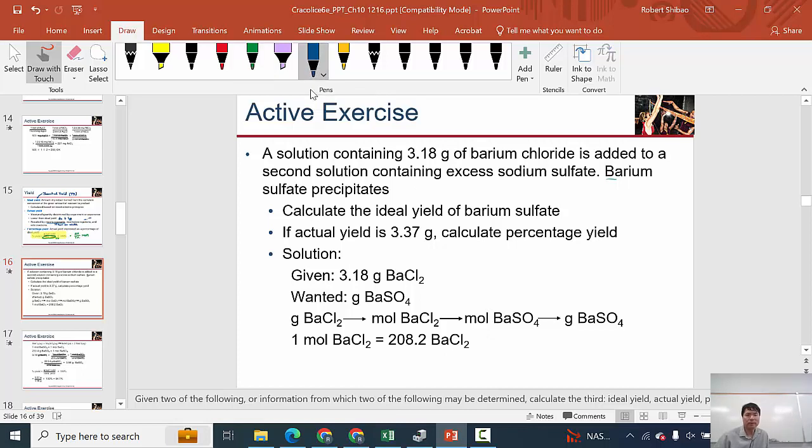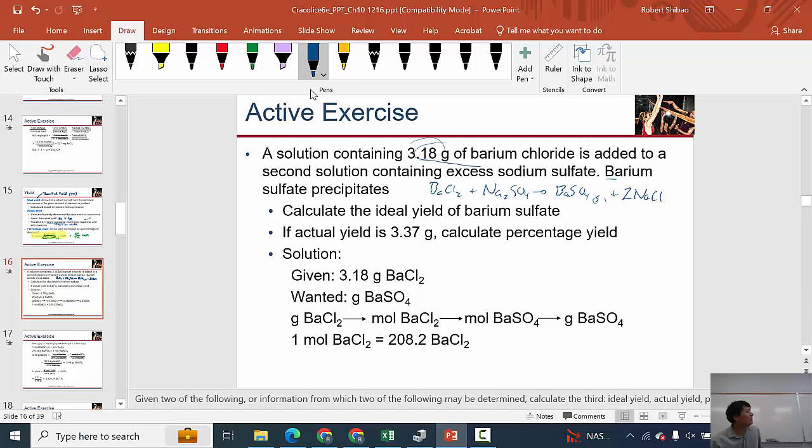BaCl2. Sodium sulfate? Na2SO4, good. Barium sulfate? BaSO4 plus NaCl. Is NaCl Na2Cl2 or NaCl? NaCl, and then we'll put the 2 in the front. And so this would be just a 1-to-1 mole ratio.